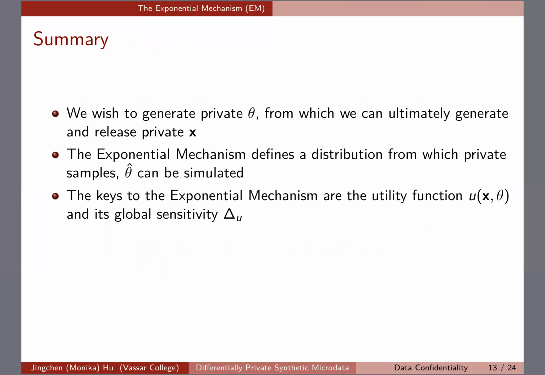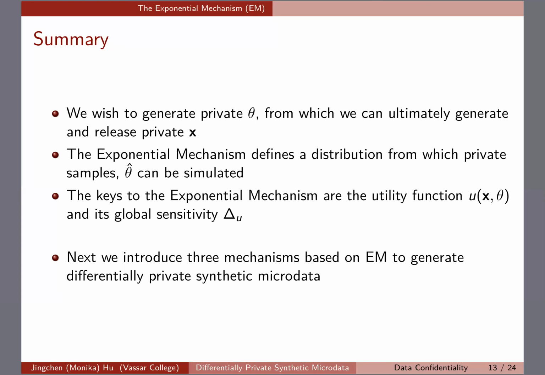All right, so just a quick summary of the EM. We wish to generate private theta from which we can ultimately generate and release private X. The EM can help us. It defines the distribution from which private samples theta hat can be simulated. And then the keys to the EM are the utility function, what it could be, and its global sensitivity delta U, and how we can compute it. Next, we're going to introduce 3 mechanisms based on the EM to generate differentially private synthetic microdata.